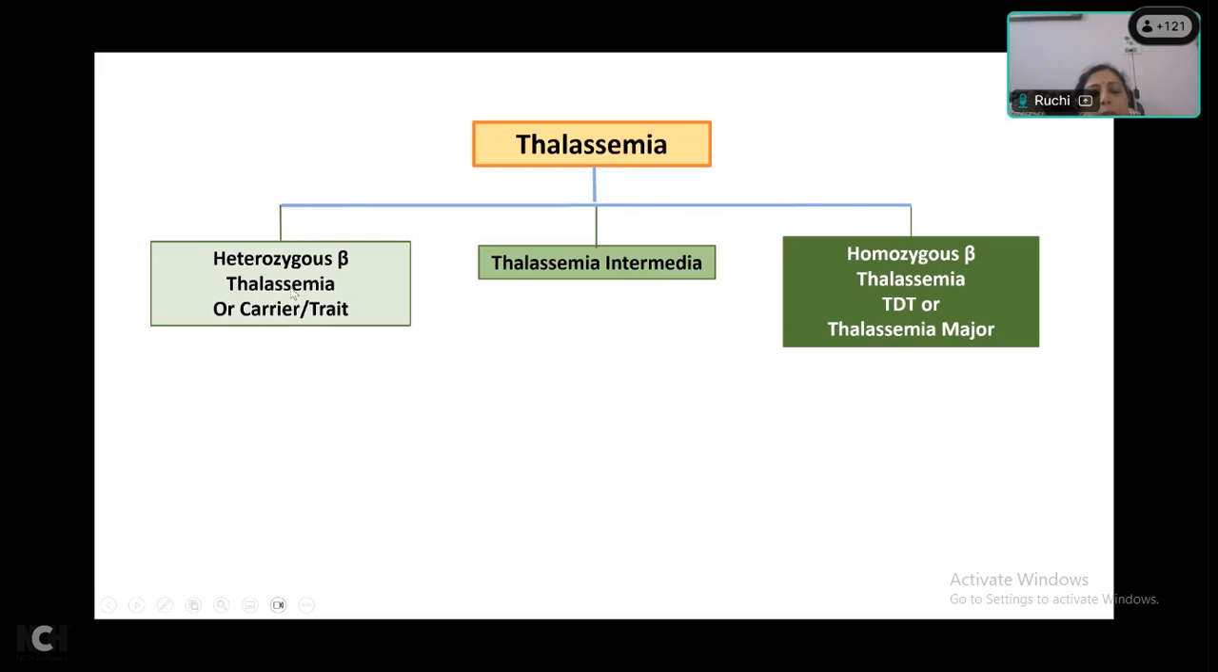What about these heterozygous beta thalassemias or the thalassemia carriers? How do they manifest?